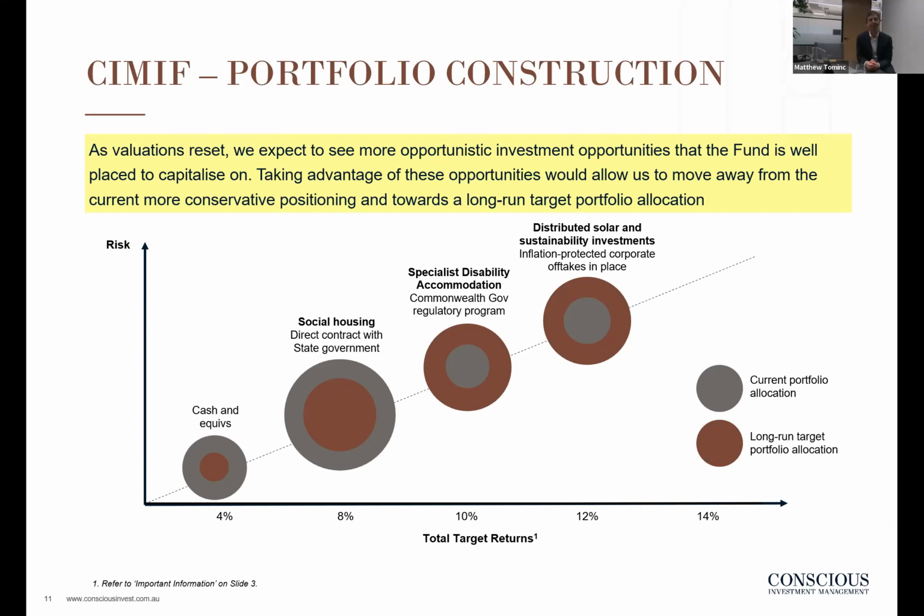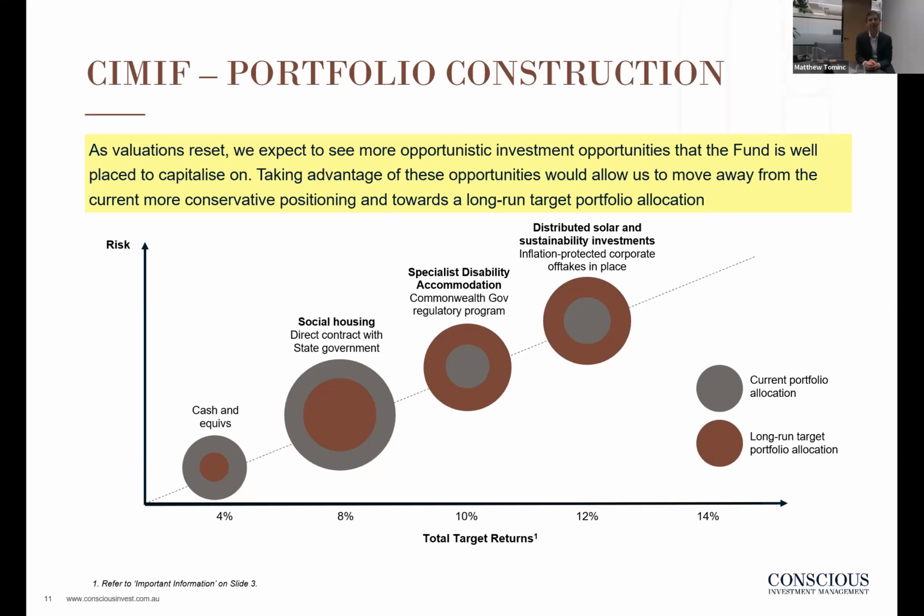Now that's the current asset allocation of the fund. This slide goes through that same information, but presents it in a slightly different way, based on what we look to do in the long term out of the impact fund. There's a bit of colour and movement on this slide, but the way to interpret it is that the brown circles represent the long run target portfolio allocation, and the grey circles represent the portfolio allocation today.